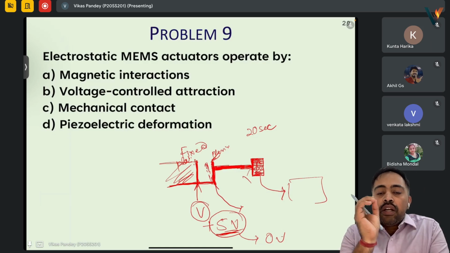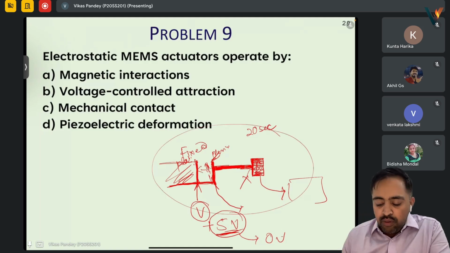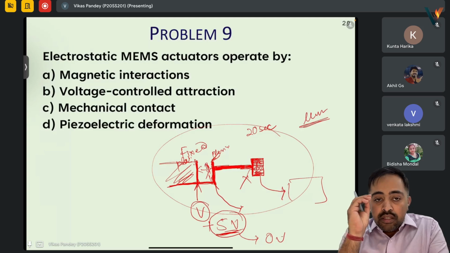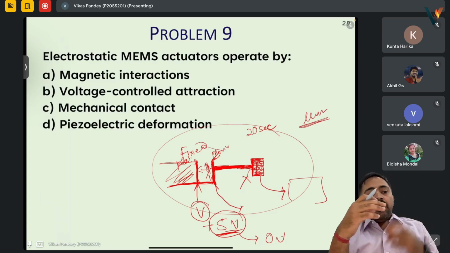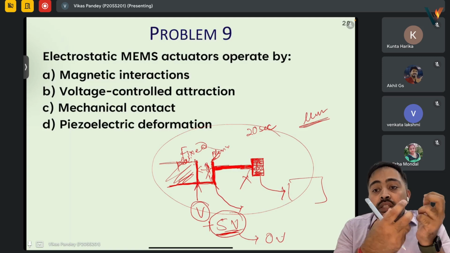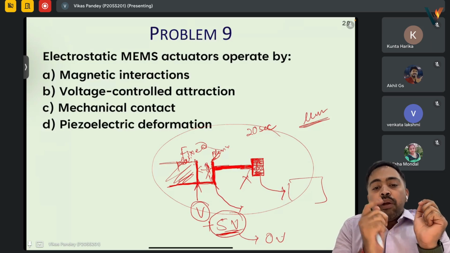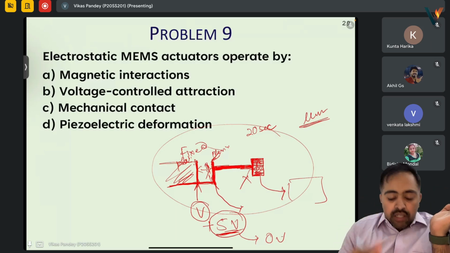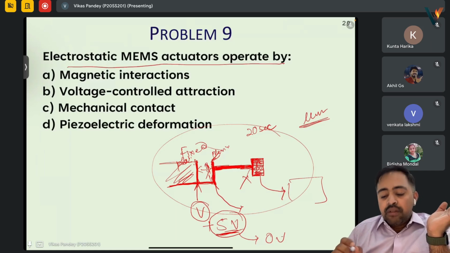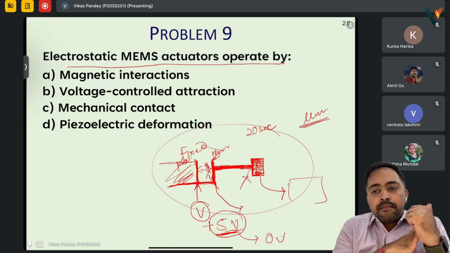We are doing this whole thing in, say, micro level distances. We are doing all this circuitry at the micron level. That is the work of this MEMS actuator, that we are moving some physical parts using electrostatic control, that is by providing voltage pulses. So now can anyone tell how the electrostatic MEMS actuator operates? Yes, anyone?